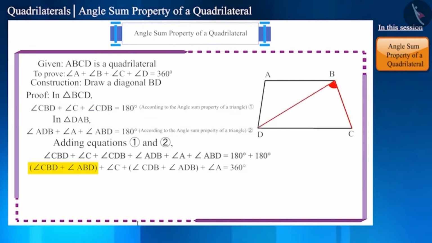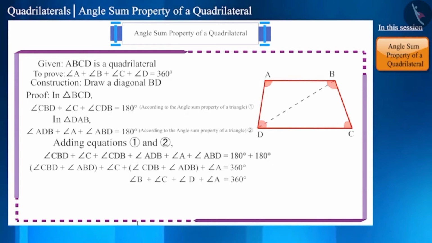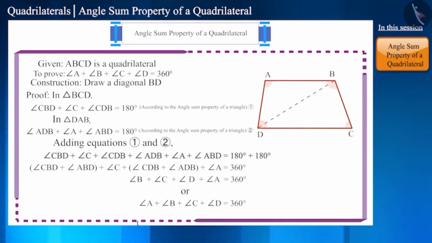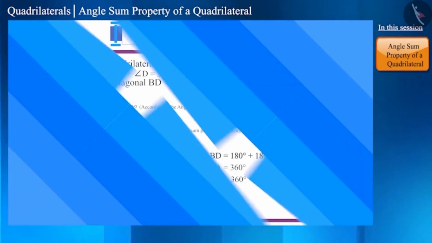Now, when we add angle CBD and angle ABD, we get angle B. Similarly, on adding angle CDB and angle ADB, we get angle D. We can also write it in this way: angle B plus angle C plus angle D plus angle A equals 360 degrees, or angle A plus angle B plus angle C plus angle D equals 360 degrees. And thus we prove that the sum of the four angles of any quadrilateral is 360 degrees.